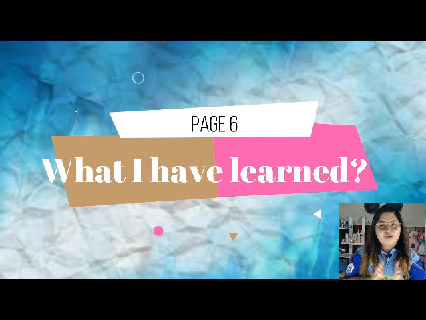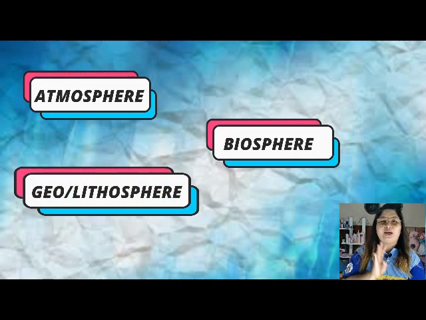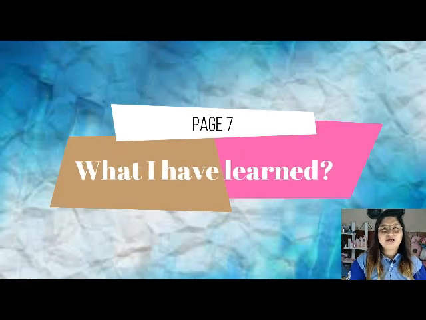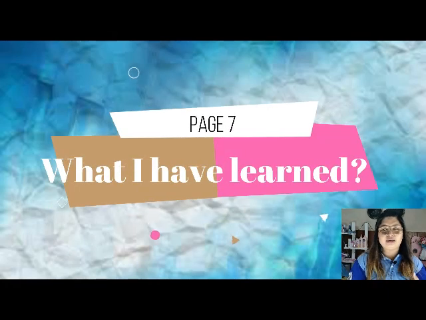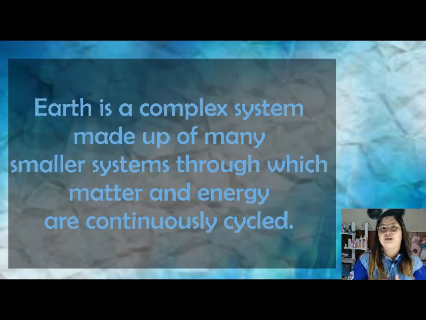So, still on page 6, What I Have Learned. Anong natutunan ninyo based on what you have done with your activities and of course, to what you have read in your module. So, again, uulitin lang natin. We have the four subsystems of our Earth, namely the atmosphere, the biosphere, the geosphere, and then the hydrosphere natin. Okay? Page 7. So, Earth is a complex system made up of many smaller systems through which matter and energy are continuously cycled. O, ito na yung kanina sa objectives natin. You need to get an idea kung paano ba yung energy na sinasabi natin nare-recycle.